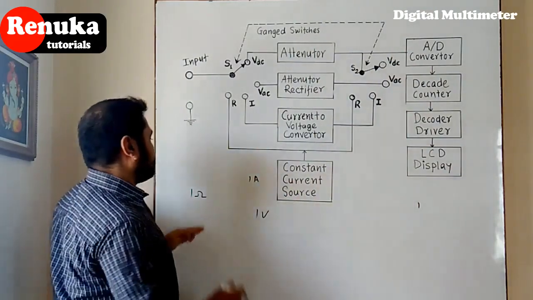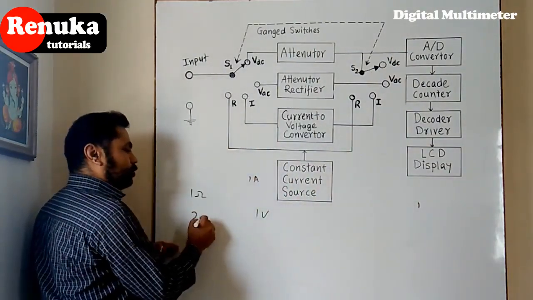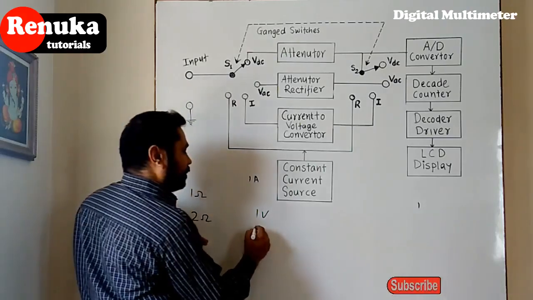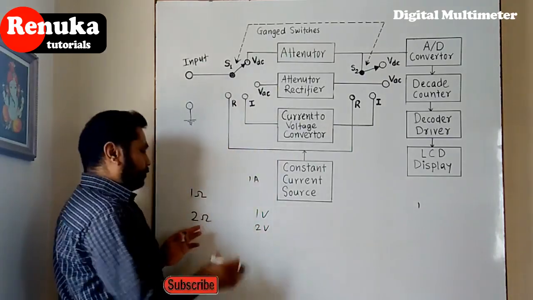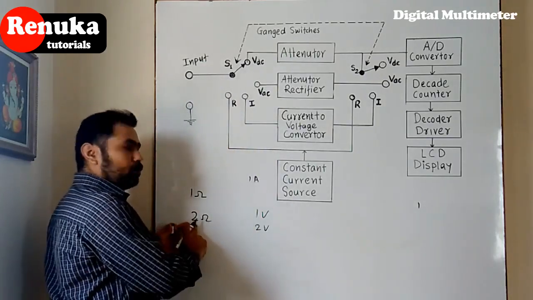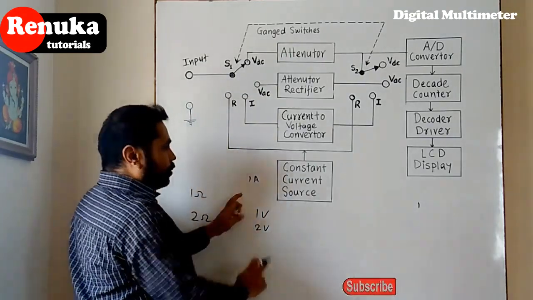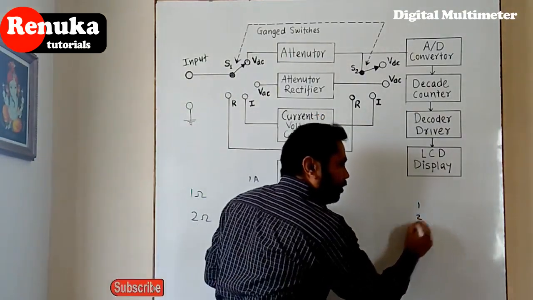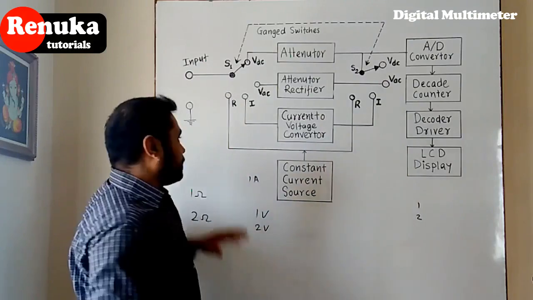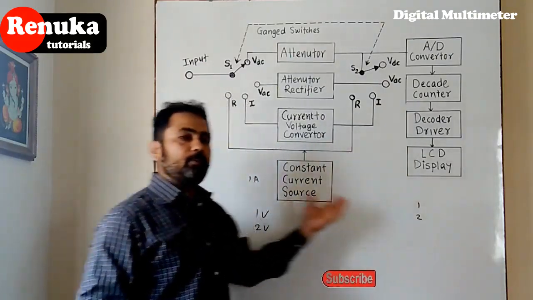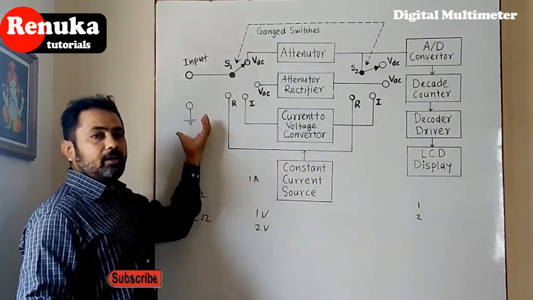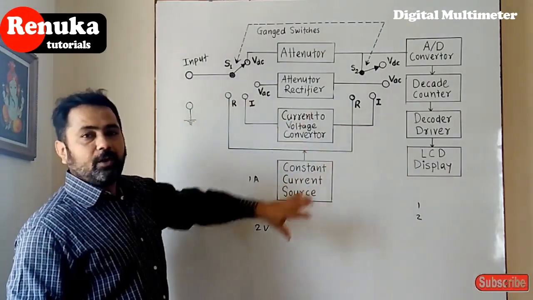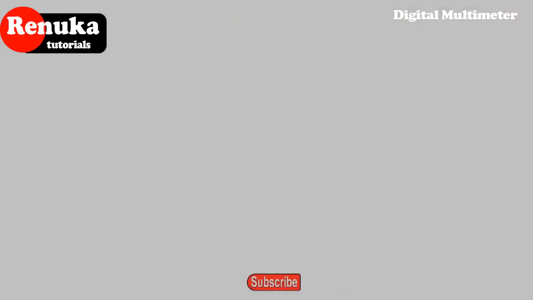Suppose the unknown resistance is changed to 2 ohm, then it will create a voltage of 2 volt. Using Ohm's law, we can calculate 2 into 1, that is 2 volt. So it will show the value of 2. So the unknown resistance value shown here will be proportional to the resistance inputted here. So this is the principle of the digital multimeter.